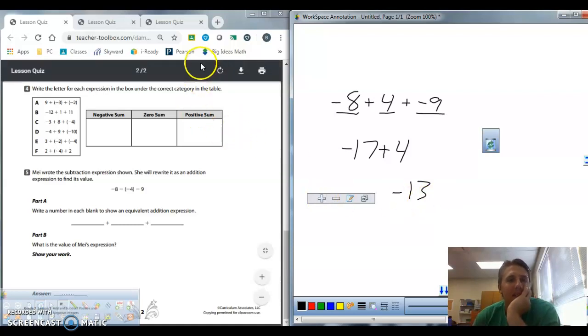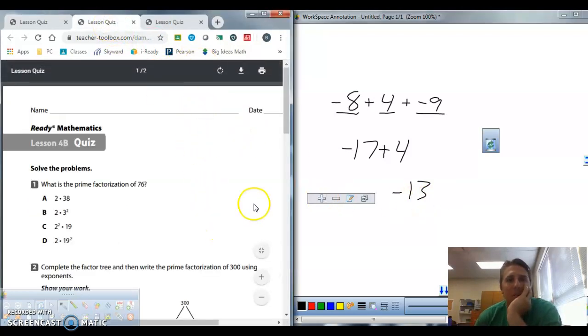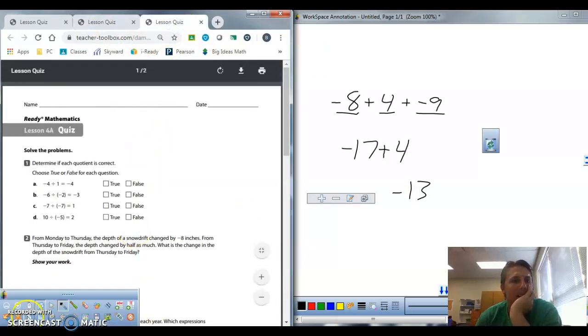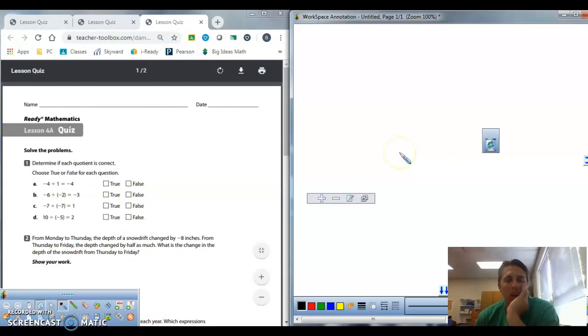Alright, that's it for adding and subtracting. Now we're going to go to multiplying and dividing, okay? Which would be this one here. Okay, so we'll go through a couple of these too. Alright, determine if each quotient is correct in this first one.